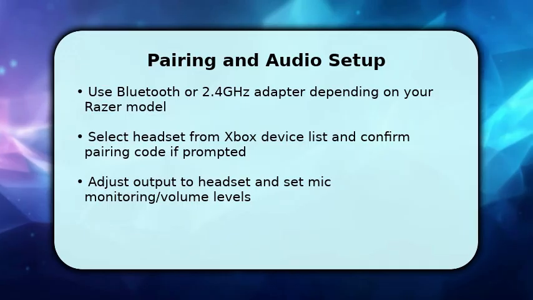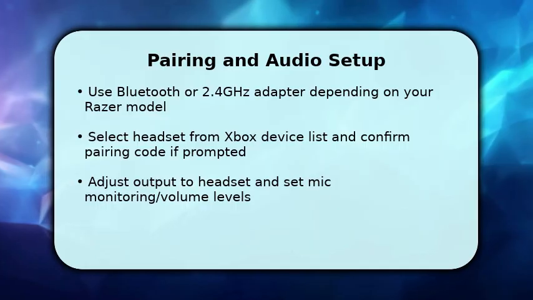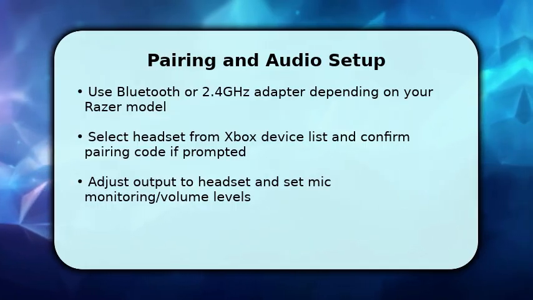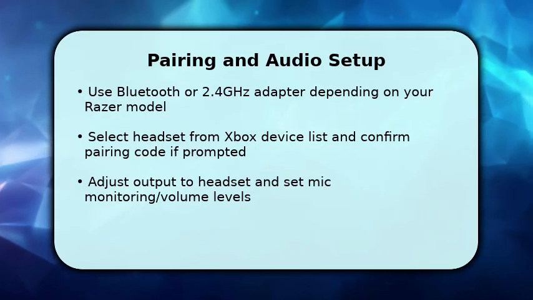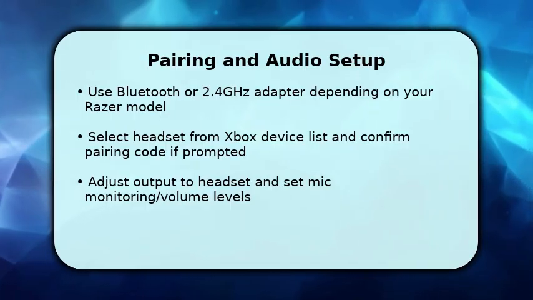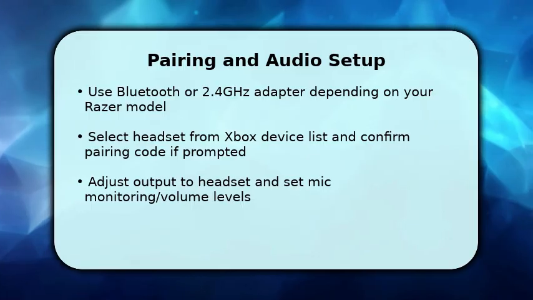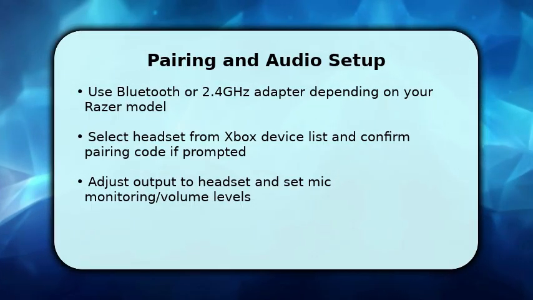Next, choose the correct connection method: Bluetooth for controller-linked headsets or the 2.4 GHz wireless adapter for dedicated dongles. Cables use the 3.5 mm jack on compatible controllers. Once the headset is discoverable, select it from the Xbox device list and accept any pairing prompts. No code is usually required for Xbox pairings.